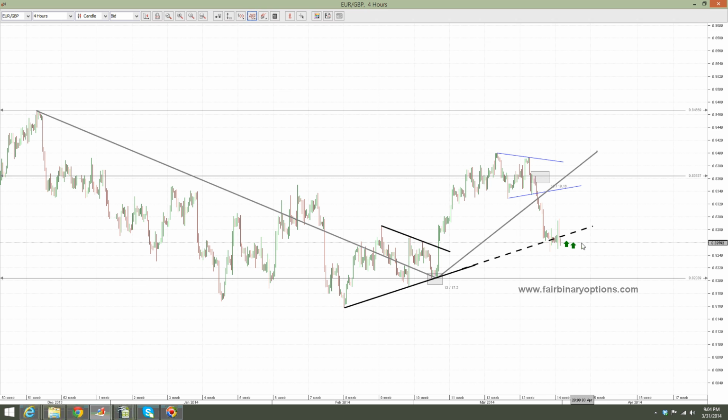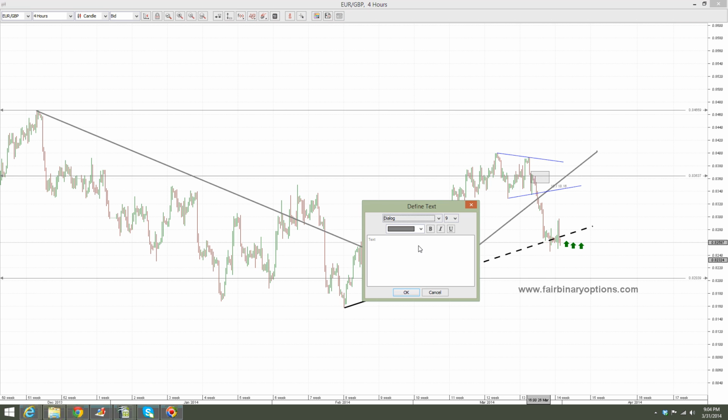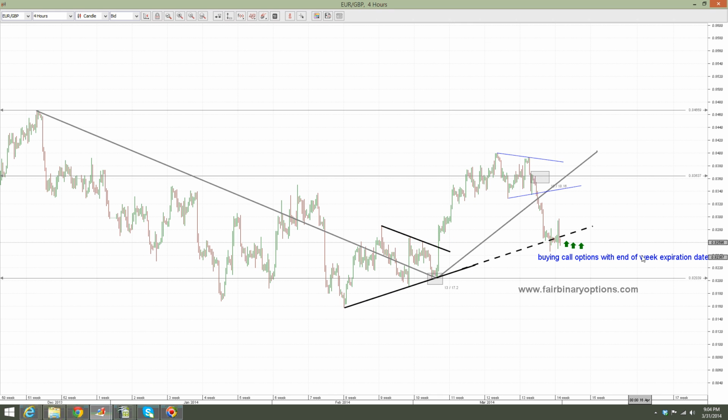As what we want to do here is to buy call options with end of week expiration date. Leg of a contracting triangle for the EURGBP pound. Why not? Thank you very much for being here.